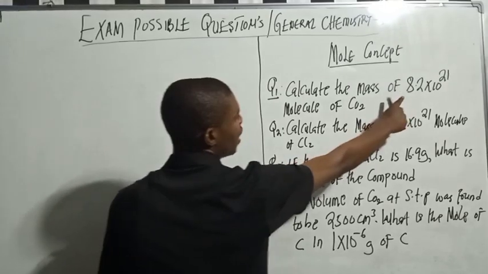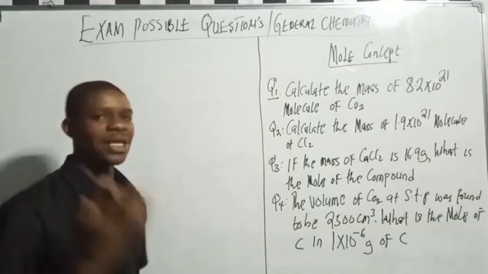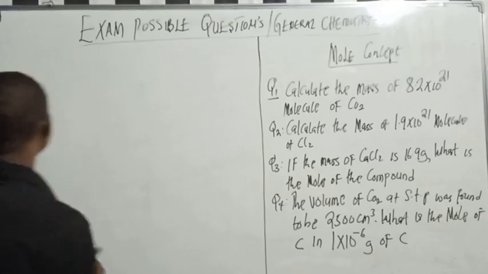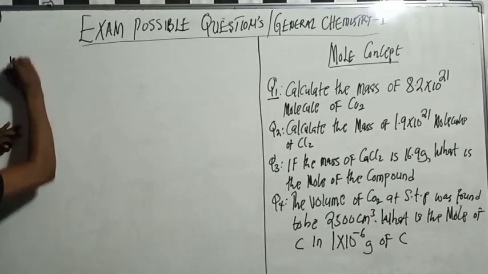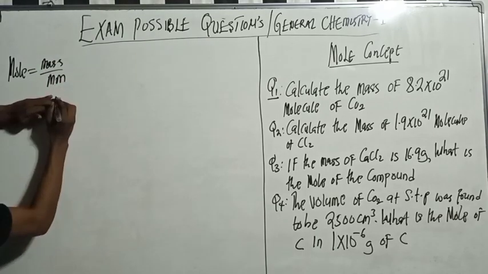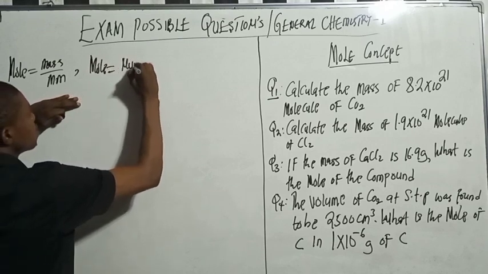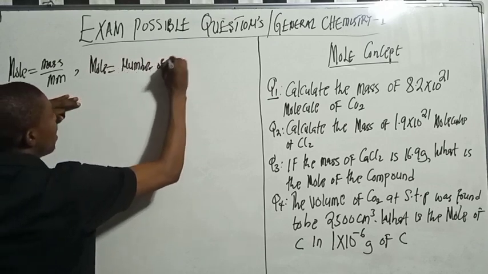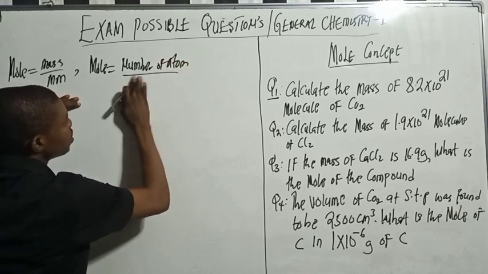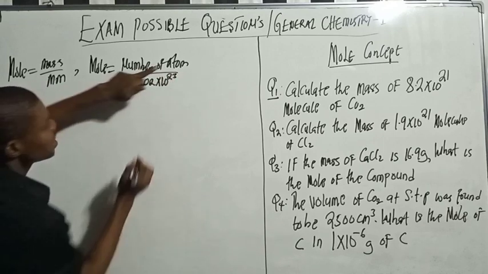Calculate the mass of 8.2 × 10^21 molecules of CO2. Now, in solving mole concept calculations, there are 3 basic formulas you need to know. The first one: mole equals mass over molar mass. The second: mole equals number of atoms over 6.02 × 10^23. Now this atom can be a molecule.